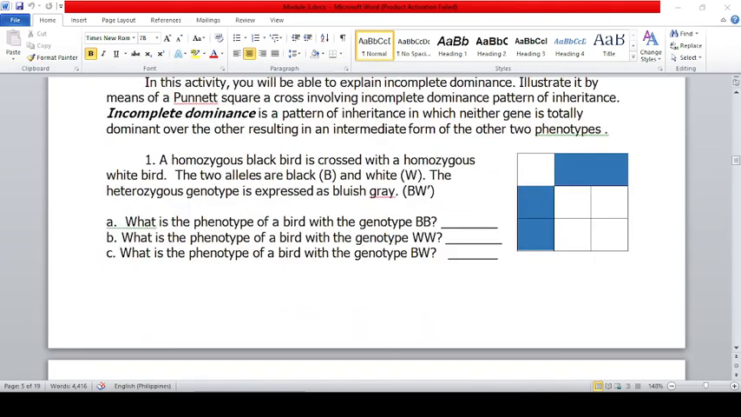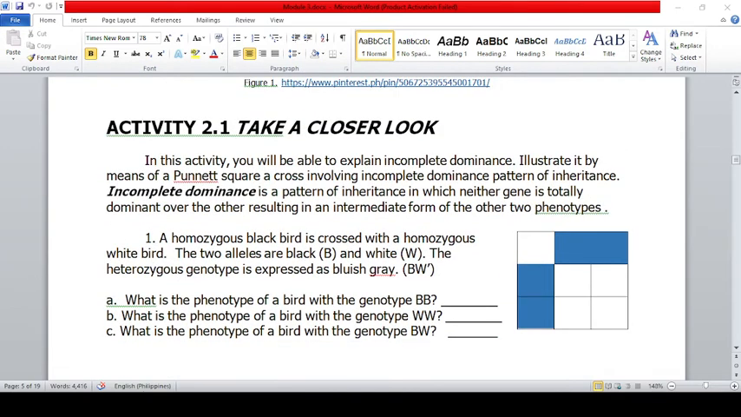Okay, next we have here, for activity 2.2, or Take a Closer Look. In this activity, you will be able to explain the incomplete dominance. Illustrate it by means of Punnett square, a cross involving incomplete dominance pattern of inheritance. Number one question. A homozygous blackbird is crossed with a homozygous white bird. The two alleles are black and white, and the heterozygous genotype is expressed as bluish gray. So, ilagay nyo sa taas.